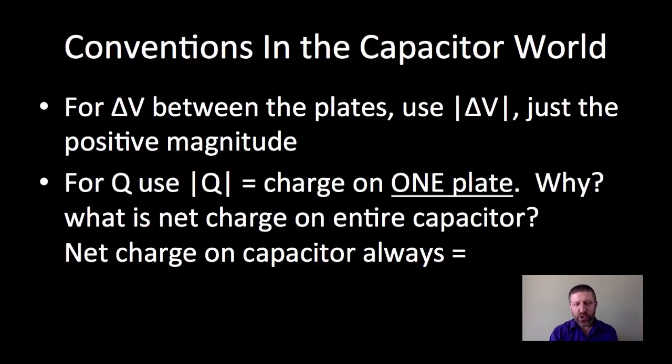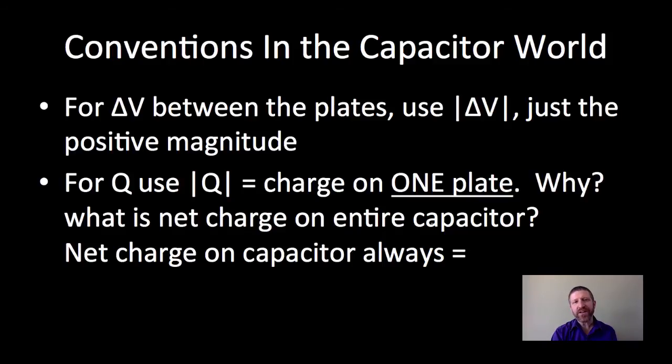For charge, you just use the absolute value of charge. You don't have to worry, negative or positive. You just call it positive Q, and that is the charge on one plate. Now, why is that the charge on one plate instead of both plates?